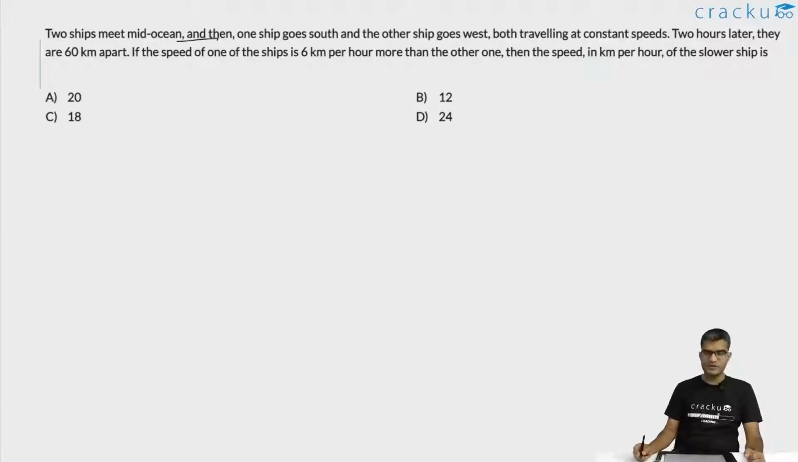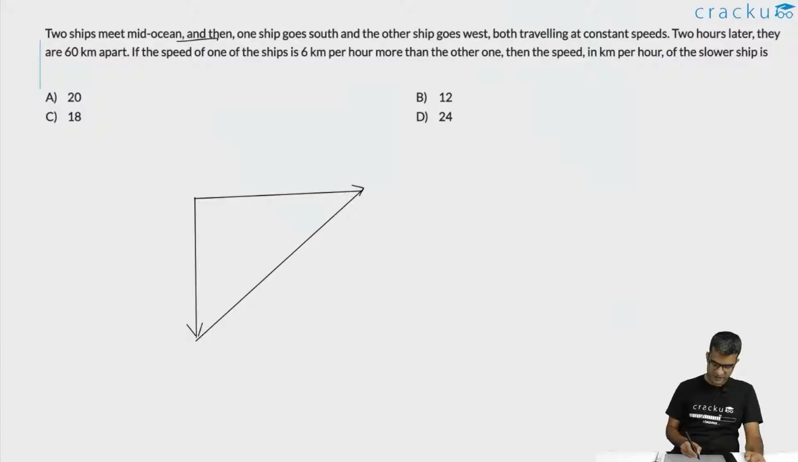In this question we are told that there are two ships which meet in the middle of the ocean. One ship goes south, that is, one ship is going this way, and the other ship goes west, that is, it is going this way. After 2 hours, they are 60 kilometers apart. So this distance is given to be equal to 60.